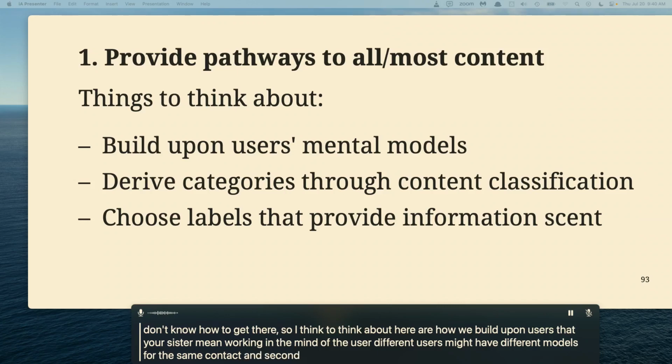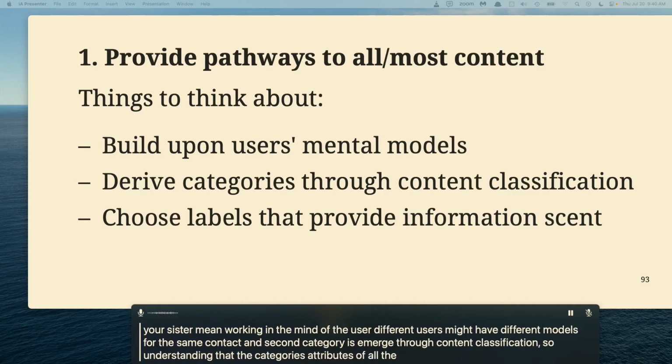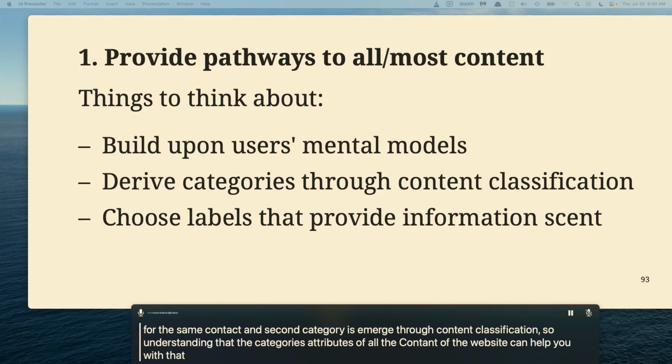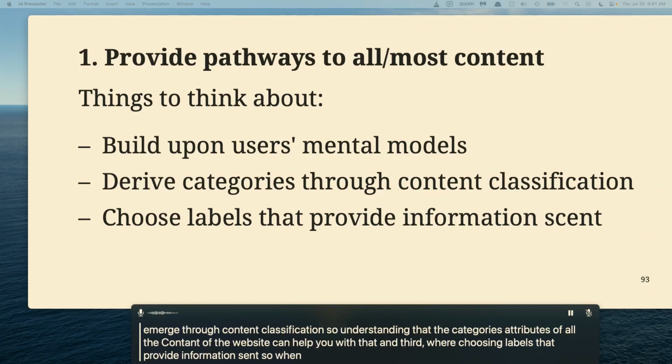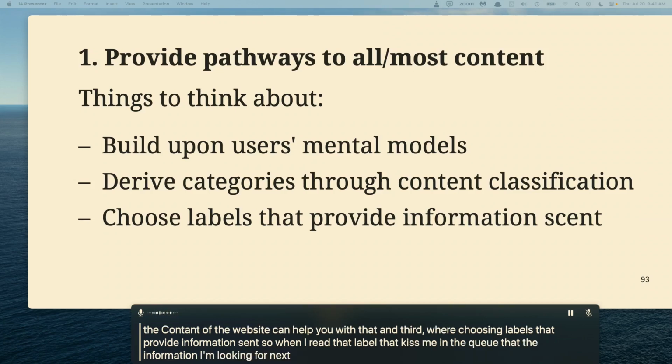Second, categories emerge through content classification, so understanding the categories and attributes of all the content on the website can help you with that. And third, we're choosing labels that provide information scent. So when I read that label, that gives me the cue that the information I'm looking for lives within that section of the website.